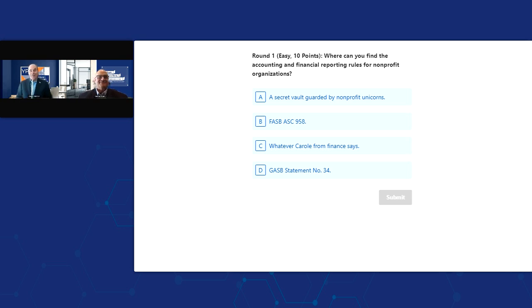Again, this is our easy round, and these easy round questions are worth 10 points. Our first one is, where can you find the accounting and financial reporting rules for nonprofit organizations? Is the answer A, a secret vault guarded by nonprofit unicorns, FASB ASC 958, whatever Carol from finance says, or GASB Statement Number 34?